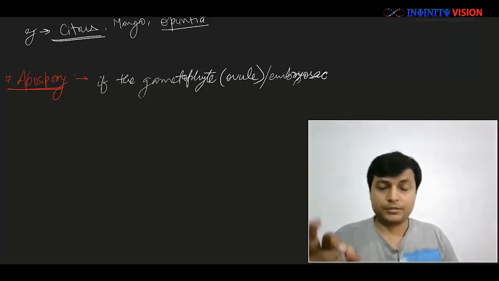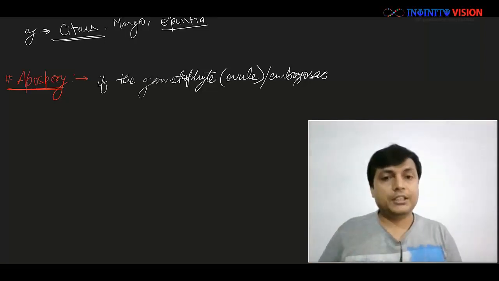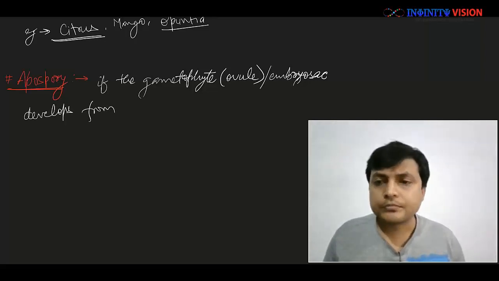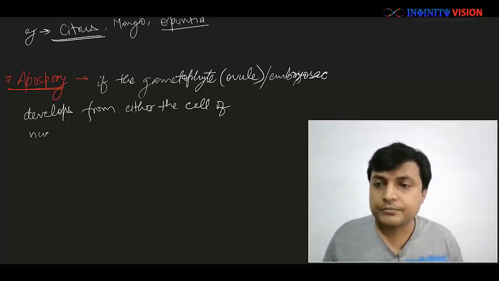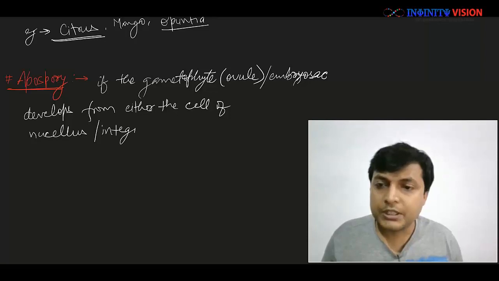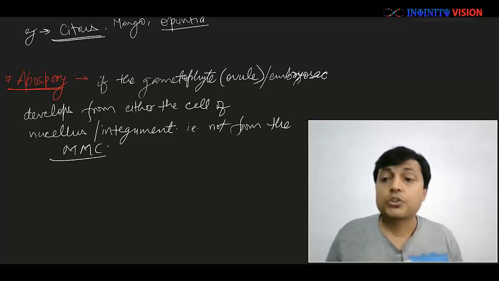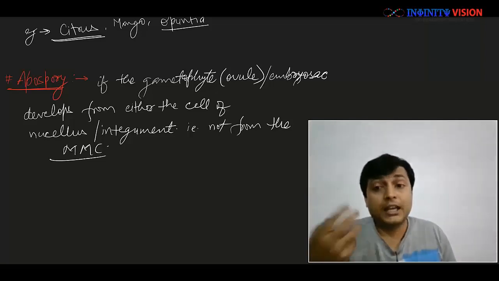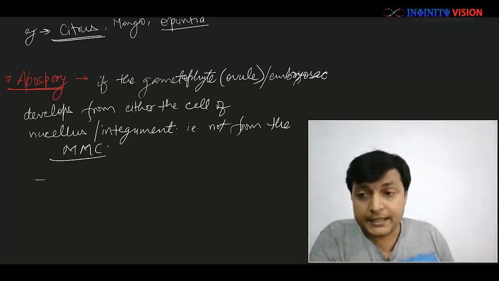Okay, let me clear it. Apospory is the case in which the female gametophyte or the embryo sac of the ovule develops from either the cell of nucellus or integument, that is, not from the megaspore mother cell. So if the female gametophyte develops from any cell other than megaspore mother cell, we call it apospory.